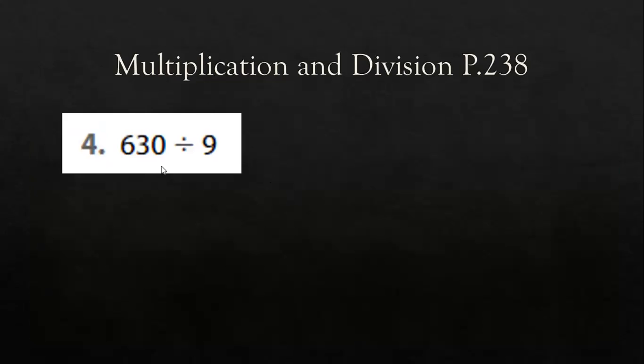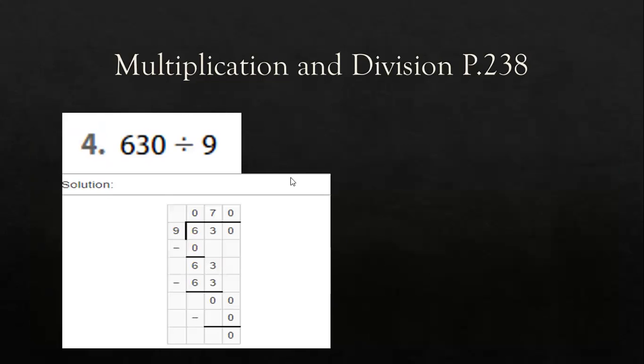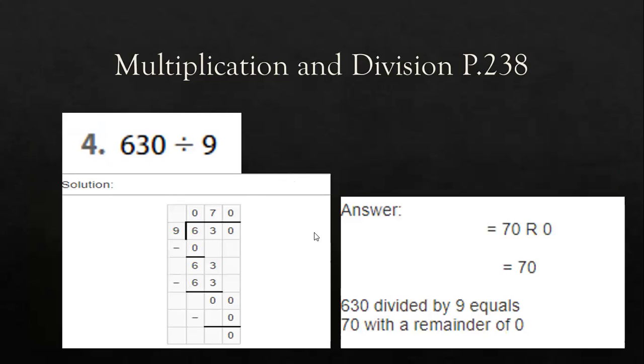Then number 4, 630 divided by 9. The answer is 70. But how did I get this answer? I put 630 down the alley and I put the 9. I ask 6, how many 9 do you have? None, zero 9s. So I put 0 because 6 is smaller than 9. Then I want you to remember this, that I have said it a lot in the session.